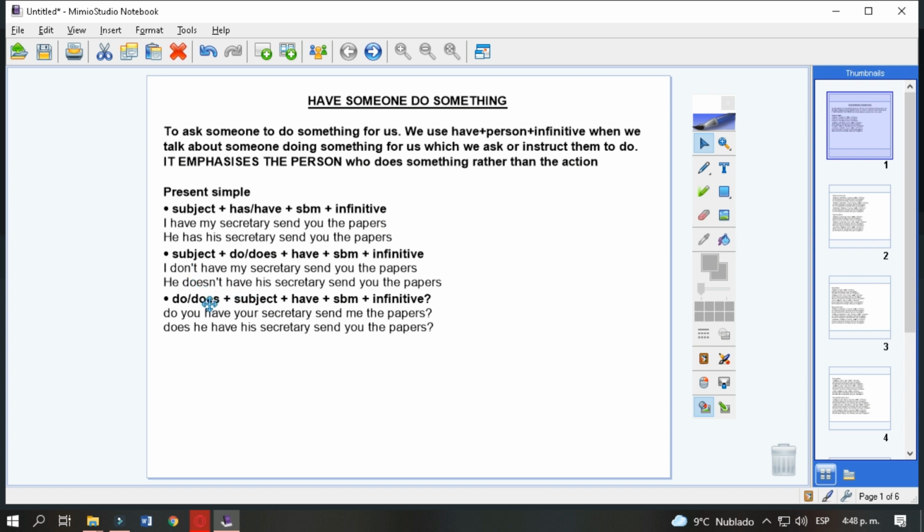Here is the same that I have already explained to you. The third person singular flexion goes in the auxiliary verb and not in the main verb. Let's go with the questions. Again, the flex is on the auxiliary verb, so we have: do you have somebody, in this case the secretary, send me the papers, or does he have his secretary send you the papers?